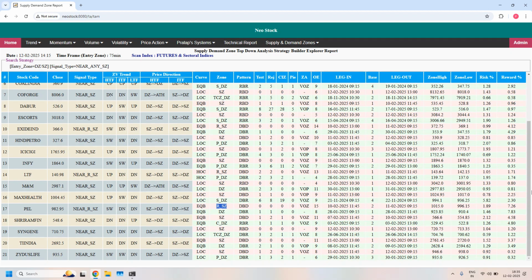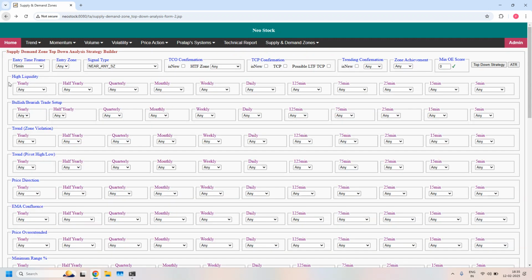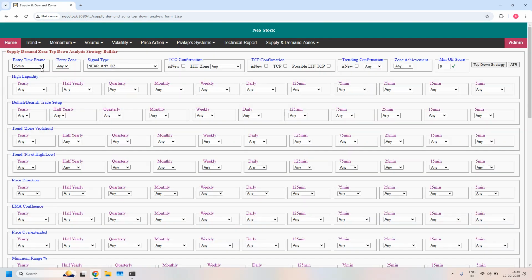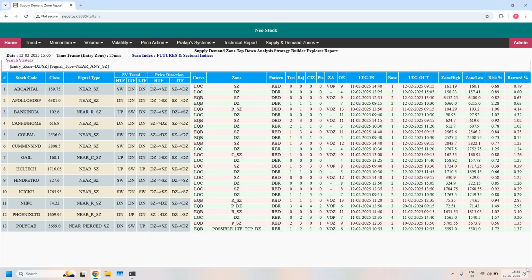Okay, this is about 75 minutes time frame, and also we completed identifying daily and 75 minutes high liquidity zones. Next time frame is 25 minutes. Stocks near 25 minutes demand zone. We got 5 stocks. Next 25 minutes time frame. Stocks near 25 minutes supply zone. We got 13 stocks.